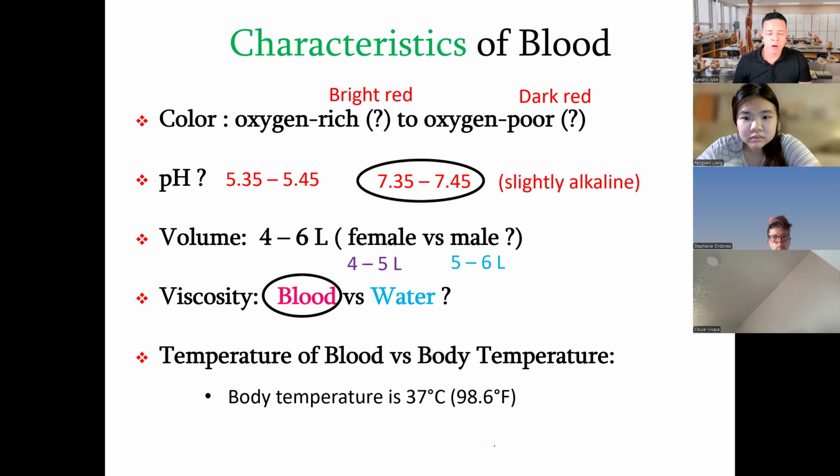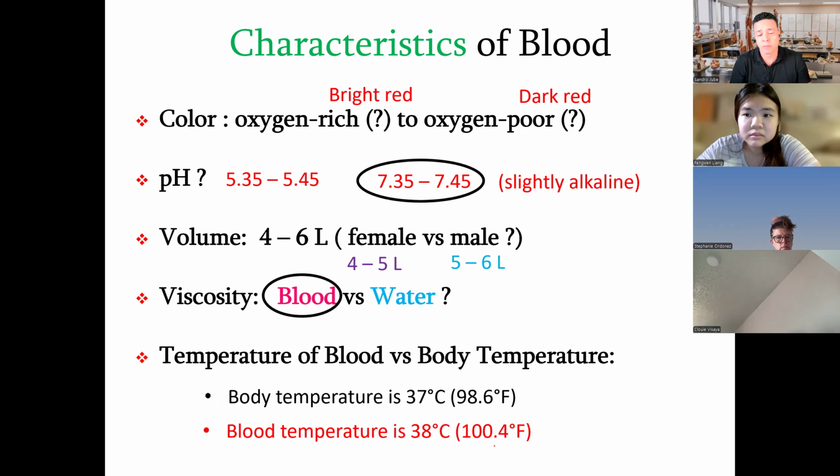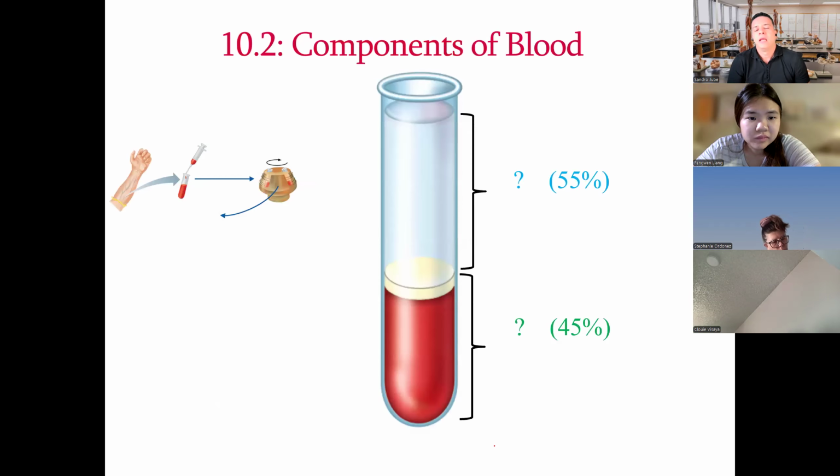And our blood is slightly hotter than our core body temperature. Blood temperature is around 38 degrees Celsius, and the body core temperature is about 37 degrees Celsius. All right, now let's take a look at the components of blood. What do we find in our blood?